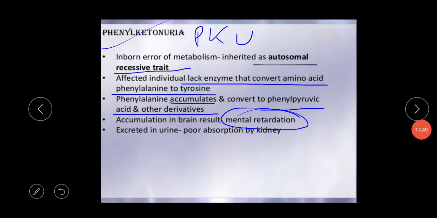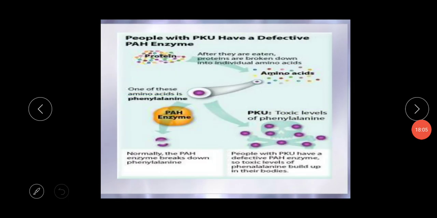So these are also excreted through the urine because of poor absorption by the kidney. So these are the basic things of phenylketonuria, the basic disease that happens in our body. People with PKU have a defective PAH enzyme. The name of the enzyme, I am repeating again, is phenylalanine hydroxylase.